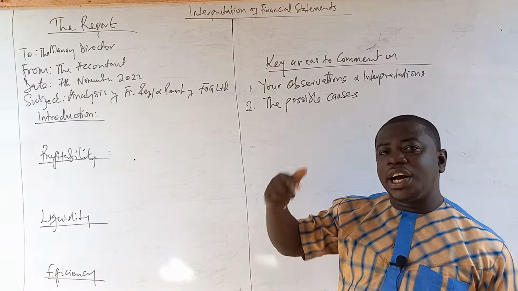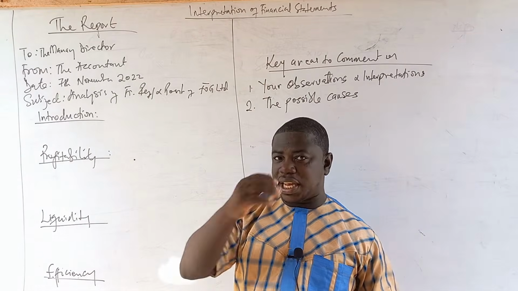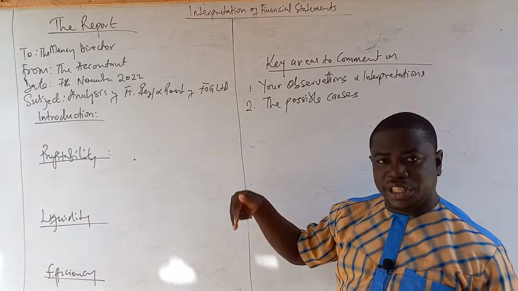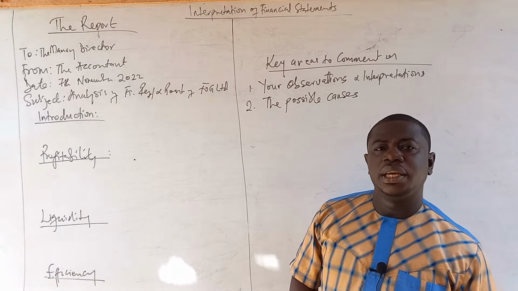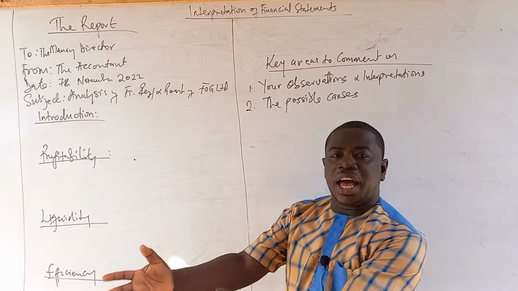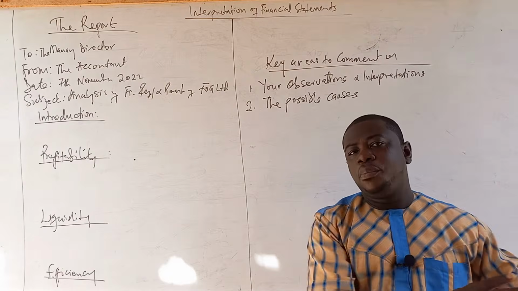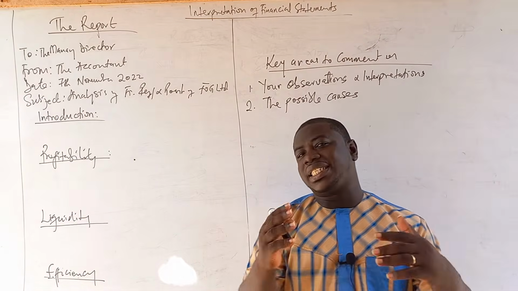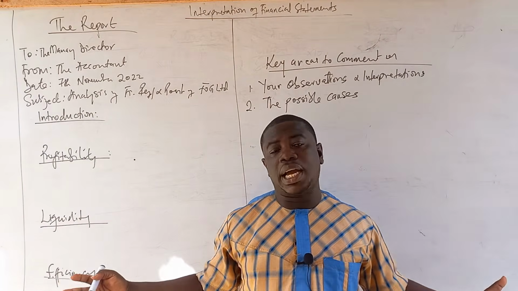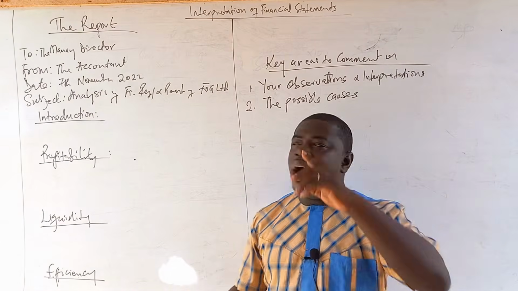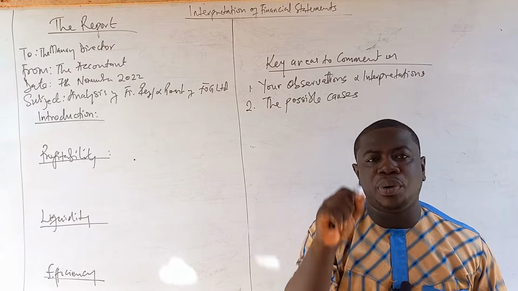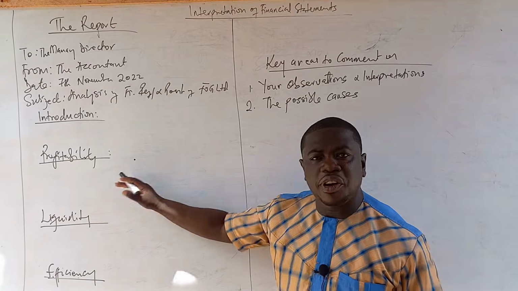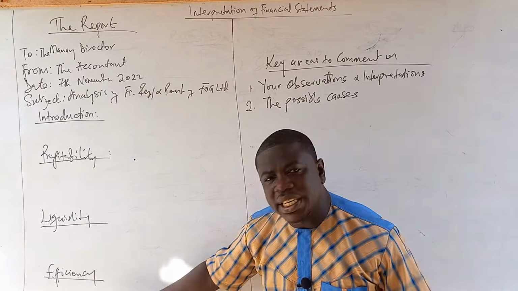Or if sales are declining, you can see that sales are declining and that is what is causing profitability to fall. Then you can say that this may be as a result of poor advertisement, poor marketing, poor promotional strategies. So once sales is declining, marketing issues can come in and it's acceptable. So once you talk about your observations and interpretations, talk about the possible causes. And it doesn't work only for profitability, it works for liquidity and efficiency as well.